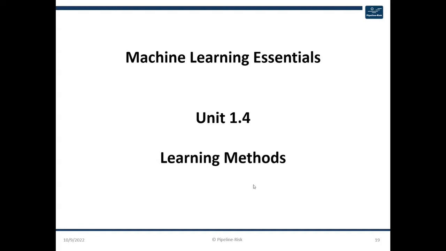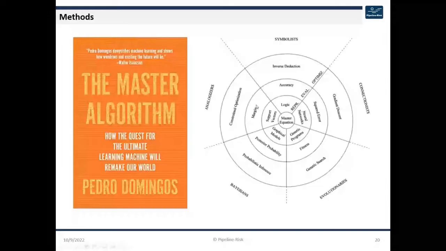Now, in our world, there's hundreds of methods. And in fact, there's a whole book written about methods and the fact that maybe in the future there's going to be just one algorithm. This is pretty good by Pedro Domingos. He presents, in about a 400-page book, all of the different approaches and methods that are available and tries to give us the pros and cons of each.